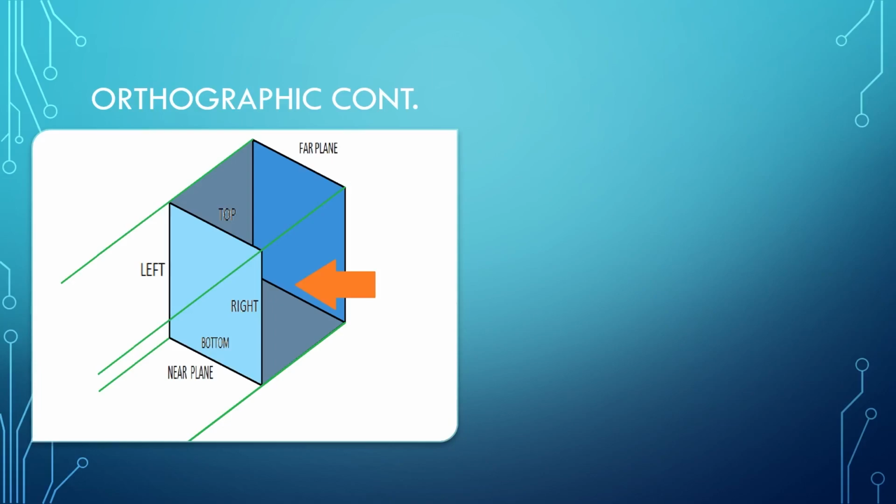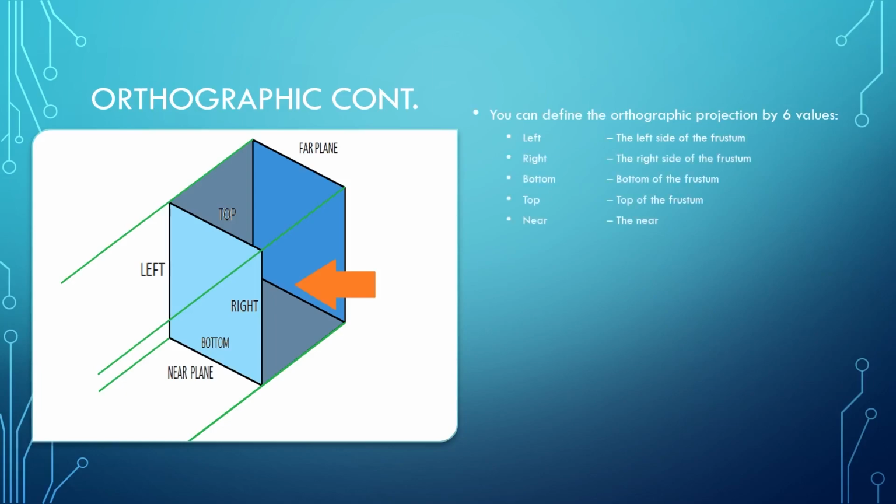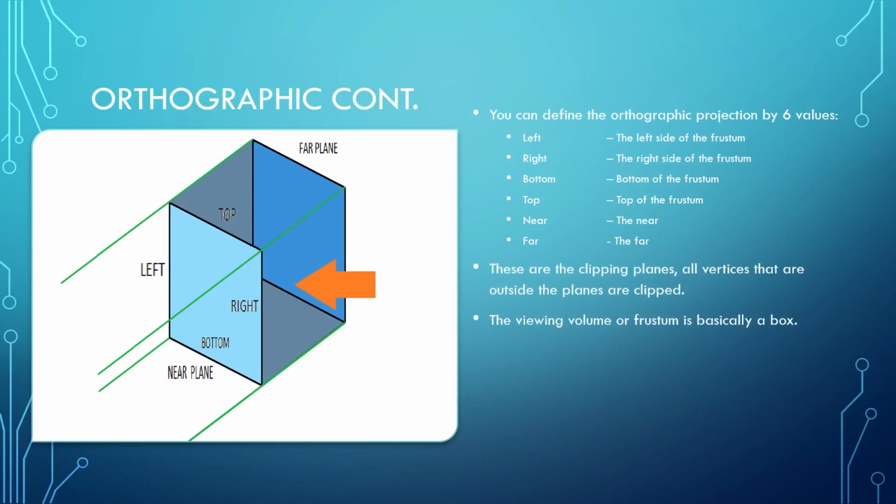You can define the orthographic projection by 6 values: the left, the right, the bottom, the top, the near, and the far. These are the clipping planes. All the vertices that are outside of these planes end up being clipped and do not appear on the screen. So the viewing volume or frustum is basically a box. So if you see this orange arrow here, everything inside of your left, right, bottom, top, near and far plane will be seen. Anything outside will not be seen.